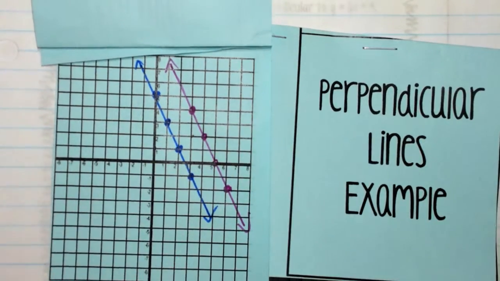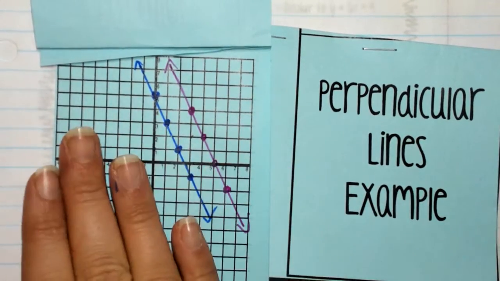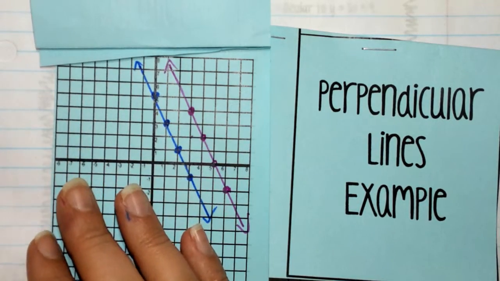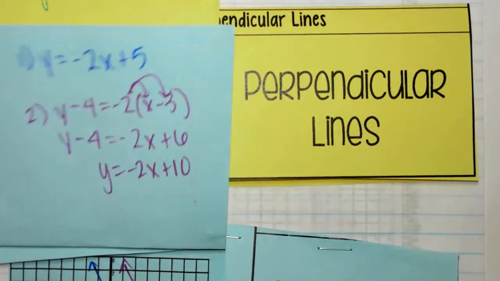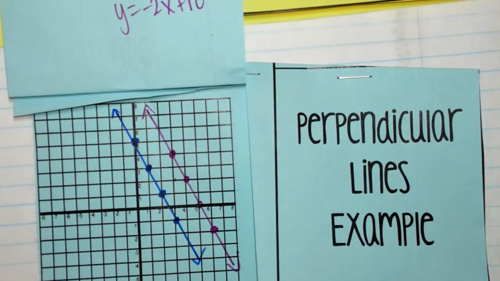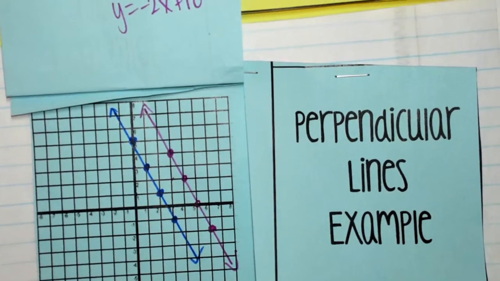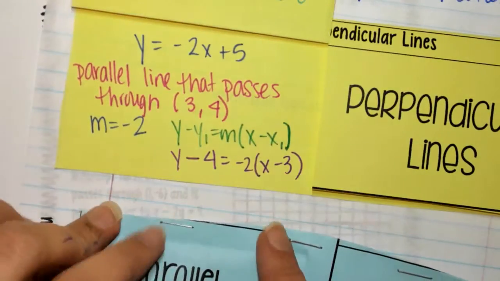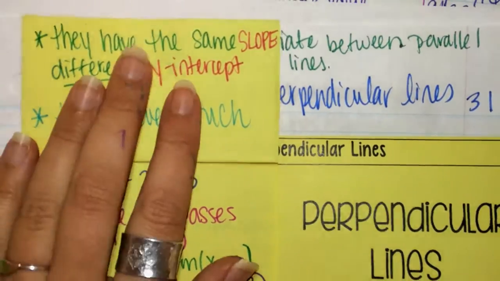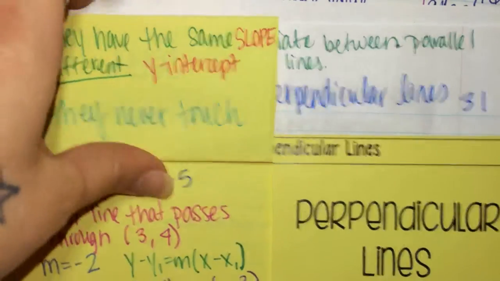Alright, so let's do perpendicular. Do we have any questions on parallel? Okay, so parallel lines run side by side. They never intersect and they have the same slope but different y-intercepts.